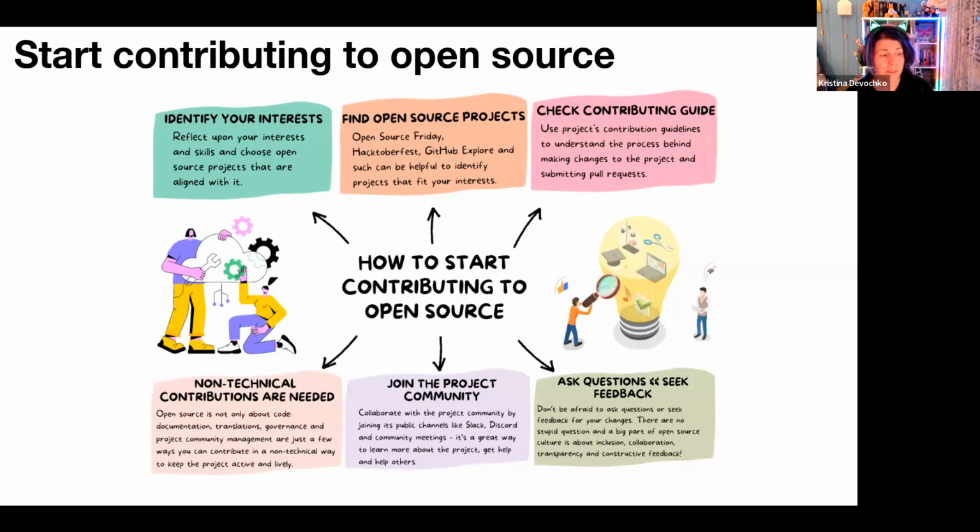And of course, join the project community. That's where you can continuously learn about the project and also learn from the other contributors that have been doing it for a while. There you could also ask questions, and at some point even help others who may be newcomers and may ask questions themselves.